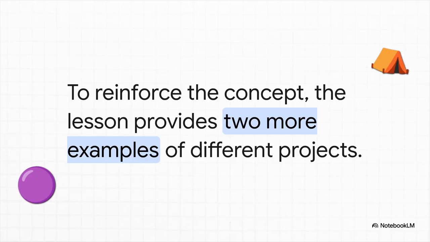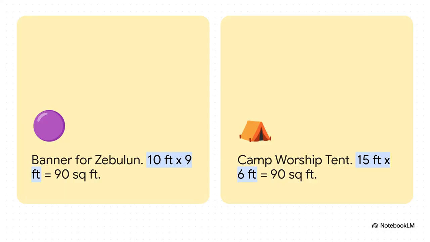But the lesson doesn't just stop with one banner. To really make sure the concept sticks, it walks students through a couple more design challenges that someone like Deborah might have faced. So check this out. We have two completely different projects here. Another banner and a cover for a worship tent. They have totally different dimensions, right? One is 10 by 9, the other is 15 by 6. But what's really interesting is that they both end up with the exact same area, 90 square feet. It's such a great way to show how different shapes can take up the same amount of space.